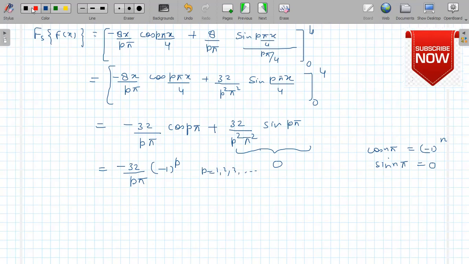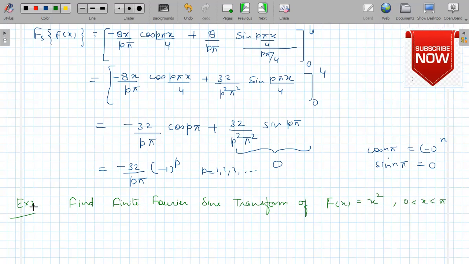Now we take the second example. Find the finite Fourier sine transform of f(x) is equal to x squared, where x lies between 0 to π.